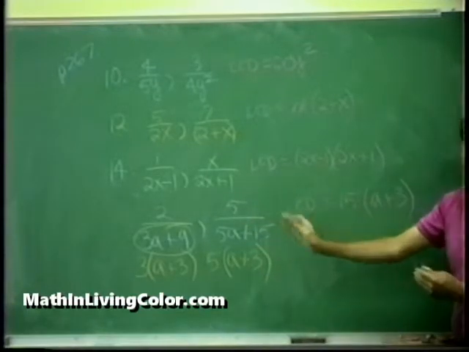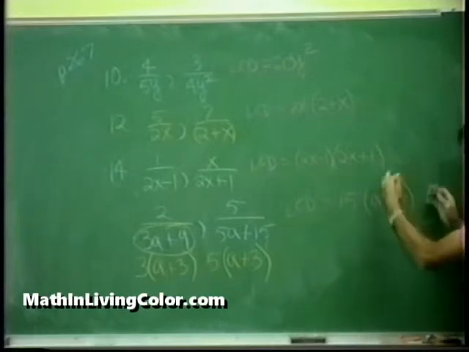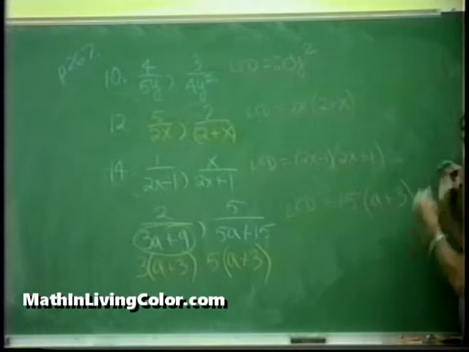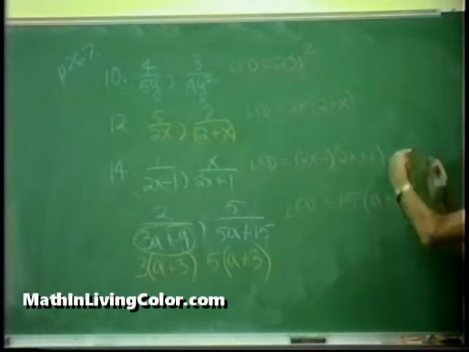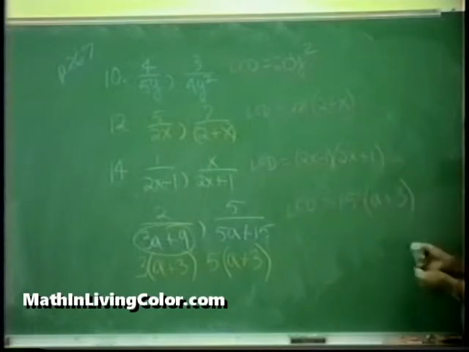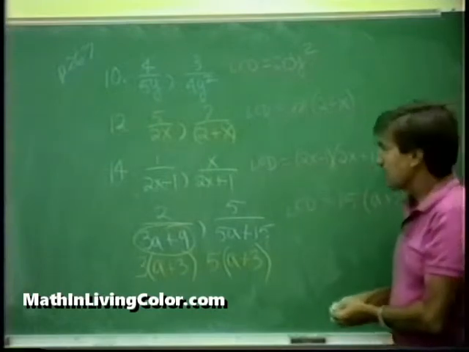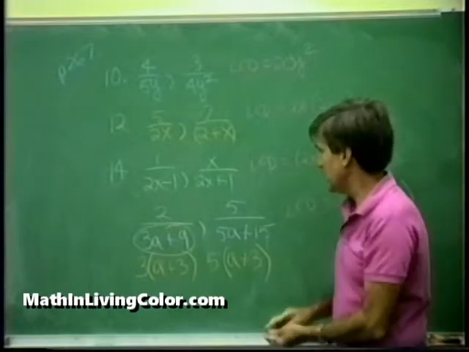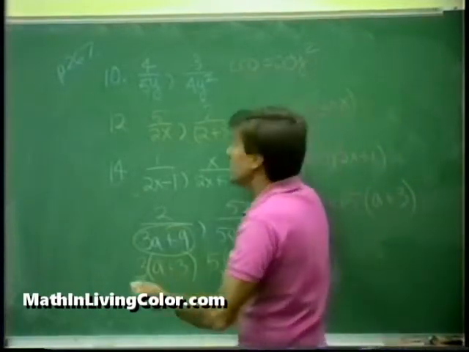So the common denominator is not a plus 3. Well, a common denominator would be a plus 3 squared. But the least common denominator only has a plus 3. Right? There's no need to have a plus 3 squared in your common denominator. Okay? You only take the highest power of any given factor. All right? Any question on that?